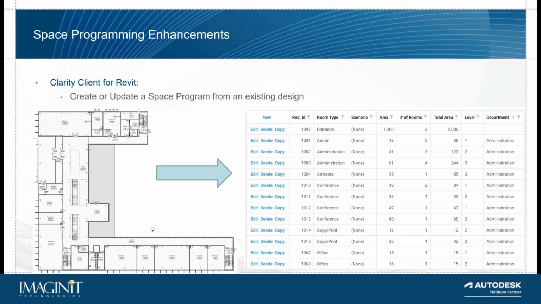We're covering all of those different scenarios with our new wizard tool inside of Revit to create or update a space program from an existing design. It's just a 3-step process. You tell us how you want to create and group the requirements, and we will read the model, generate the program, and even take the requirement IDs that get created and push those back into Revit so that your model matches your program. So we're excited for that.